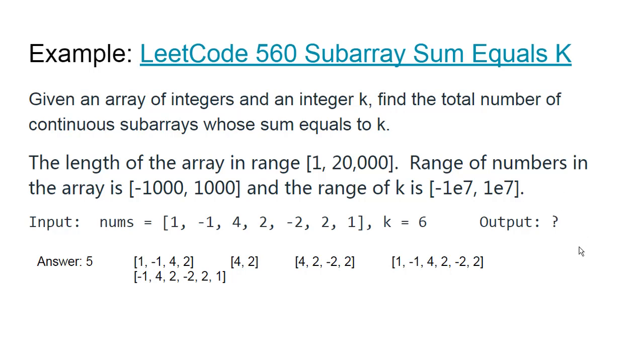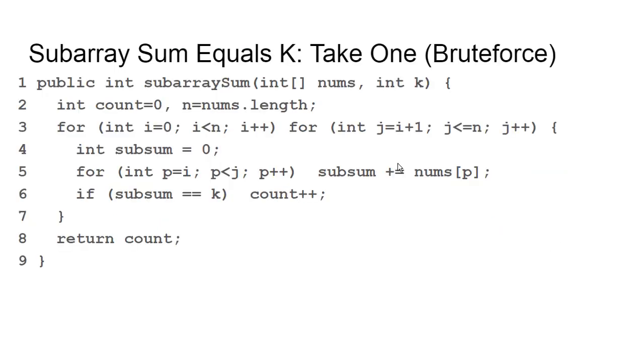So how do we solve this problem? The first one, let's try the brute force approach. We just try every subarray, compute the subarray sum, and see whether it matches. If it does, we increment the count. This just loops over all possible subarrays, and lines 4 and 5 compute the subarray sum, and if the subarray sum equals k, then we increment the count by 1.